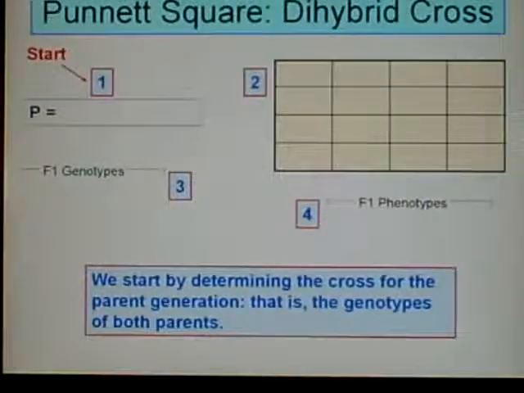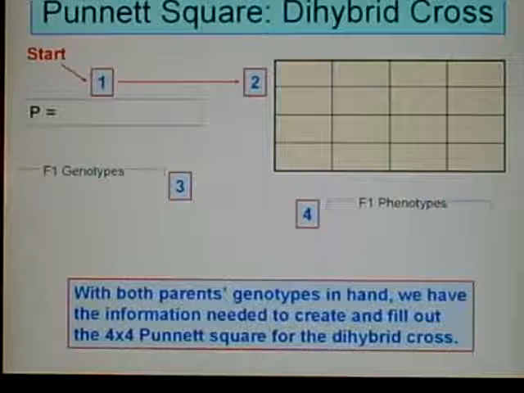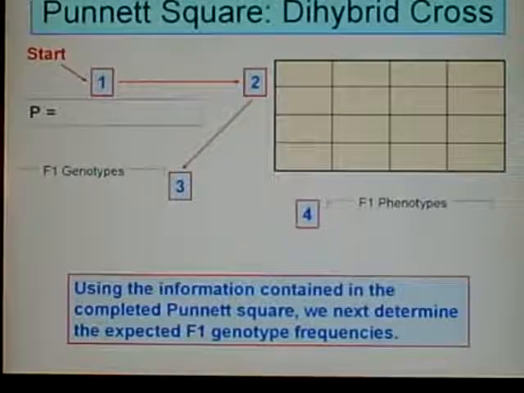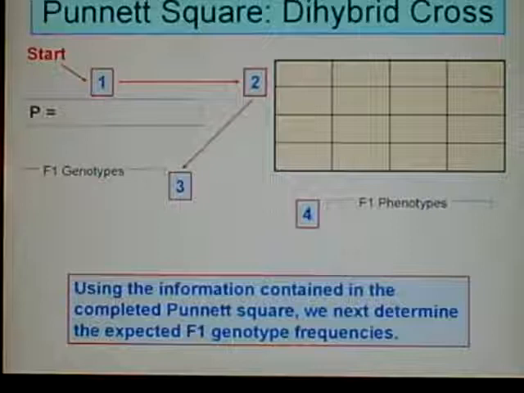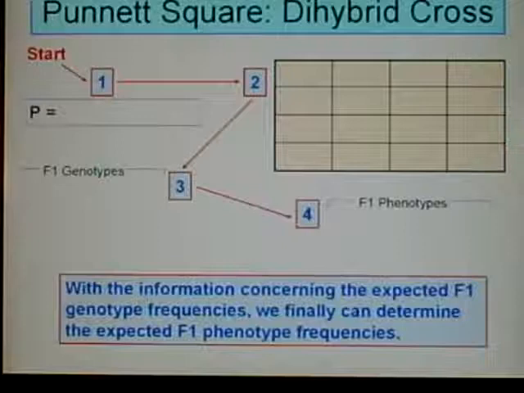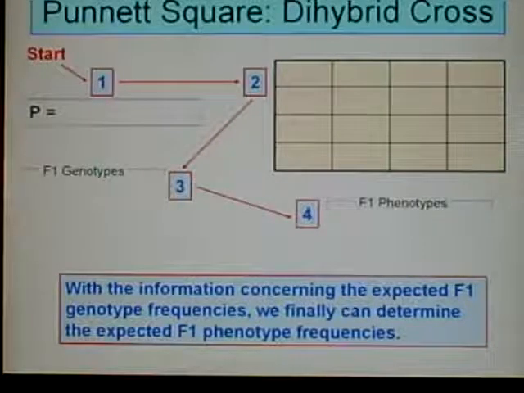So the first step, we're going to start here. The first step is we start by determining the cross for the parent generation. That is, the genotypes of both parents. From there, with both parents' genotypes in hand, we move into step 2. We have the information needed to create and fill out the 4x4 Punnett Square for the dihybrid cross. Then we move on to step 3. Using the information contained in the completed Punnett Square, we next determine the expected F1 genotype frequencies. And finally, we move on to step 4. With the information concerning the expected F1 genotype frequencies, we finally can determine the expected F1 phenotype frequencies.